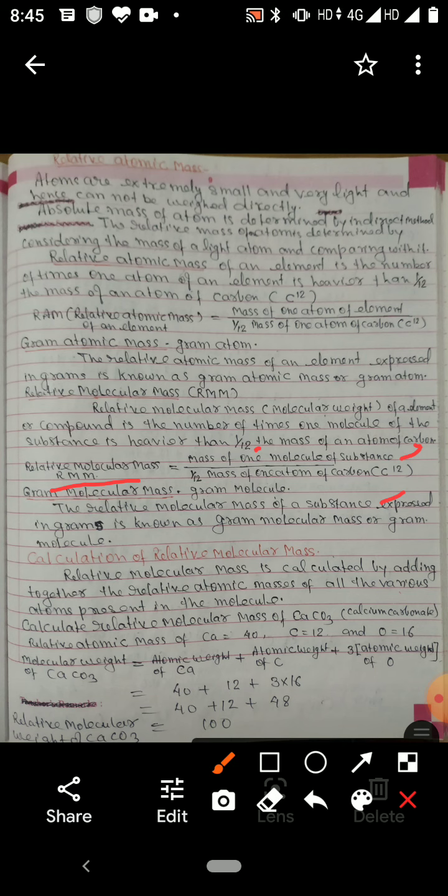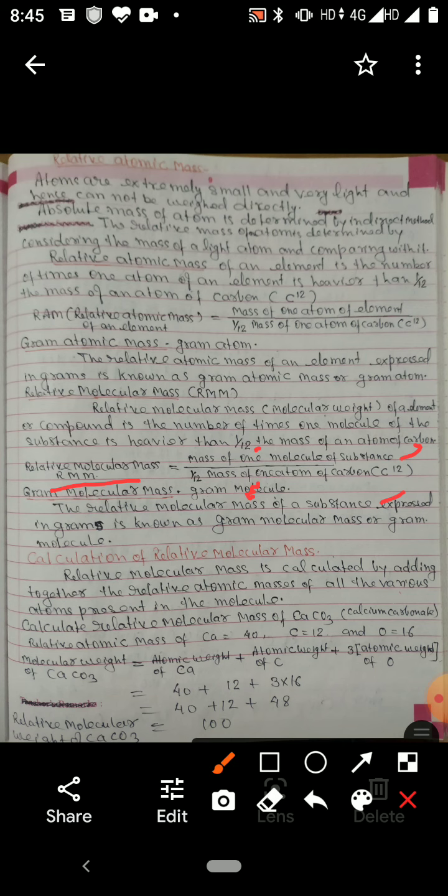So children, I have told you here about relative atomic mass, gram atomic mass, relative molecular mass and gram molecular mass. Now you have to know how to calculate the relative molecular mass. Relative molecular mass is calculated by adding together the relative atomic masses of all the various atoms present in the molecule.